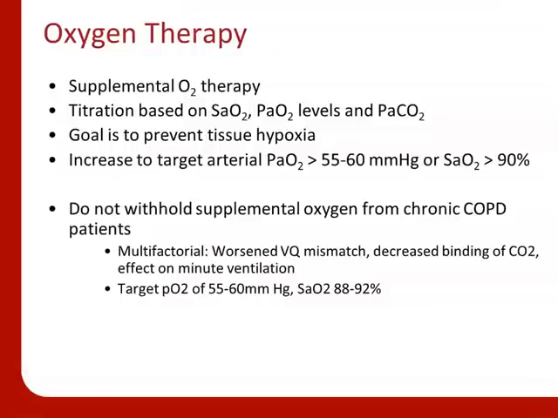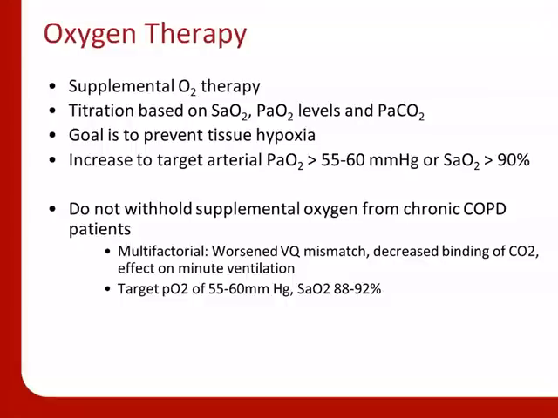So if they're able to protect their airway or maintain an airway, then the next step is to work on oxygenation. If they're unable to protect their airway, then intubation is what's needed. As far as oxygen therapy, you titrate the amount of oxygen to their SAT, their PO2, and their PCO2. The goal is to try and prevent tissue hypoxemia, and you want to maintain adequate oxygen delivery to the tissues.